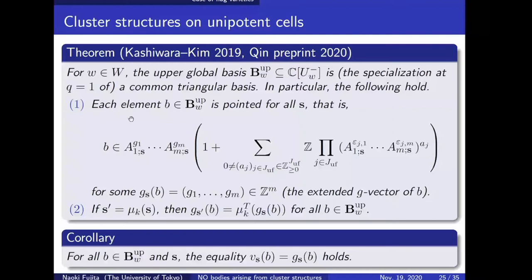First, each element b is pointed as in cluster variables. So b is expanded like this as a Laurent polynomial in A1 through Am. So in particular, the extended g-vector of b is also well defined. Then the extended g-vectors are related by the tropicalized cluster mutation. This property one implies that our valuation v_S in this talk generalizes the extended g-vector of a base element.